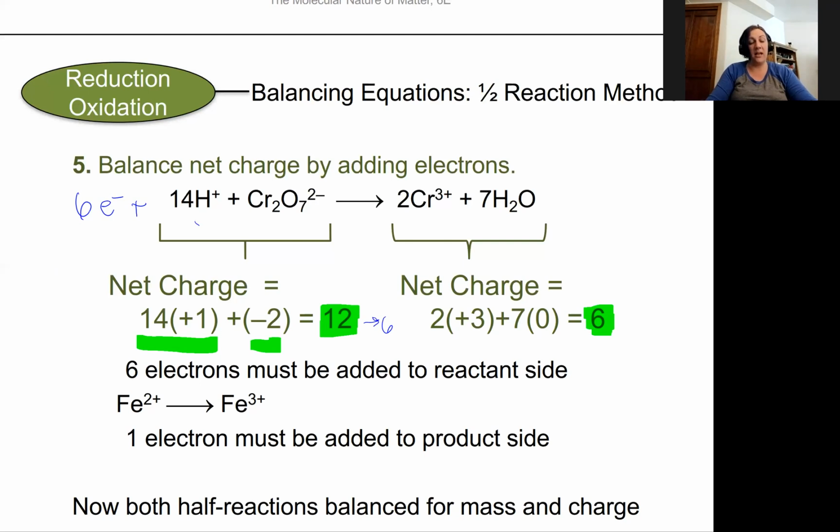So looking at my iron next, I'm going to balance out my charge. I've got a +2 on my reactant side and +3 on my product side. If I add an electron to my product side, then that'll bring the total charge on the products down to +2, and it'll be balanced. All right, now I've balanced mass, I've balanced charge. It's time to combine.